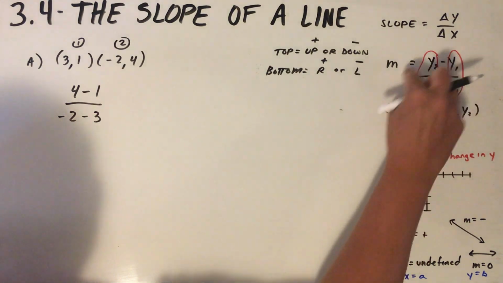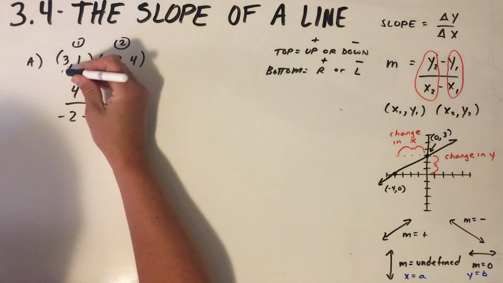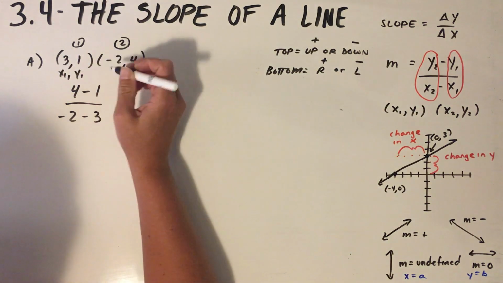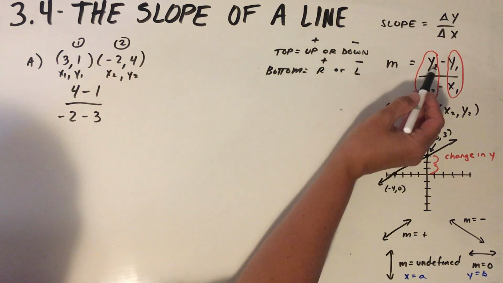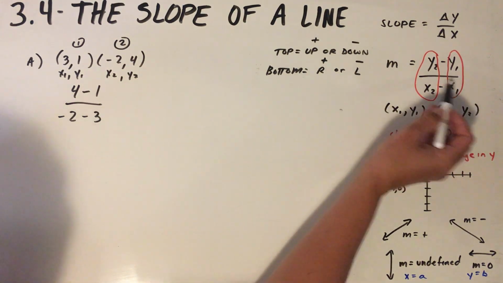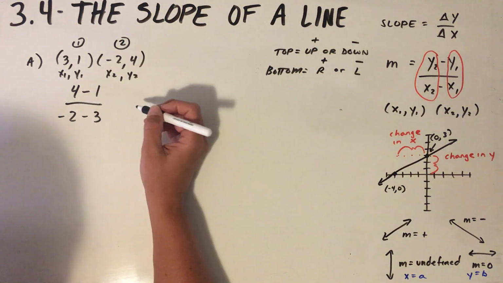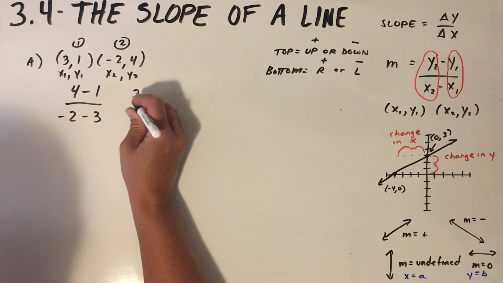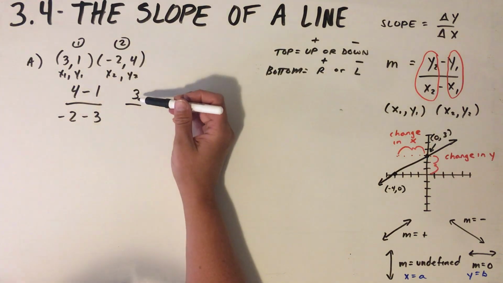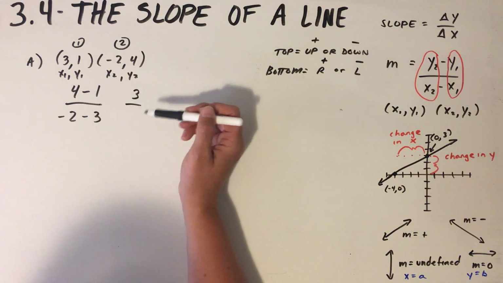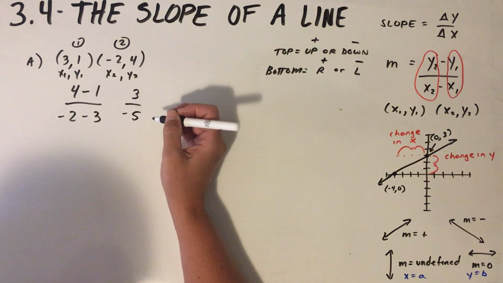Again, I'm just plugging them into the slope formula, and these are my values: x1, y1, x2, y2. So I'm going to substitute where y2 is the value of 4, where y1 is the value of 1, but the relationship here is subtraction. So what I get here is 4 minus 1 is 3. This is the difference, or the distance that I traveled in my y direction. I traveled up 3. And then negative 2 minus 3 is a negative 5.